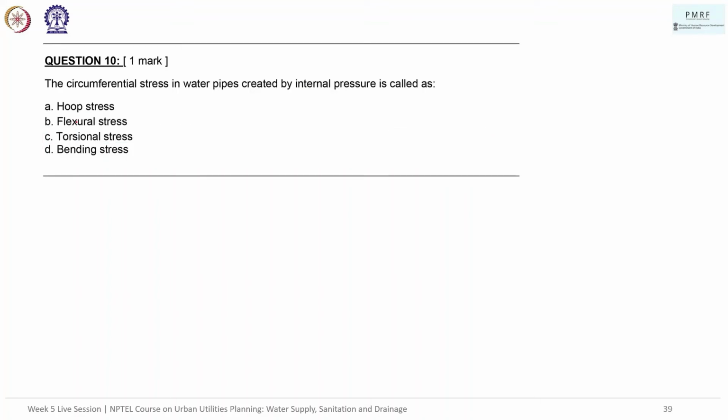The next question. The circumferential stress in water pipes created by internal pressure is called as hoop stress, flexural stress, torsional stress, or bending stress. Any answers? Yeah, Mr. Rahul has posted A. Any other answers? Frictional stress. Sorry? Madam. B, madam. B. Any other answers?